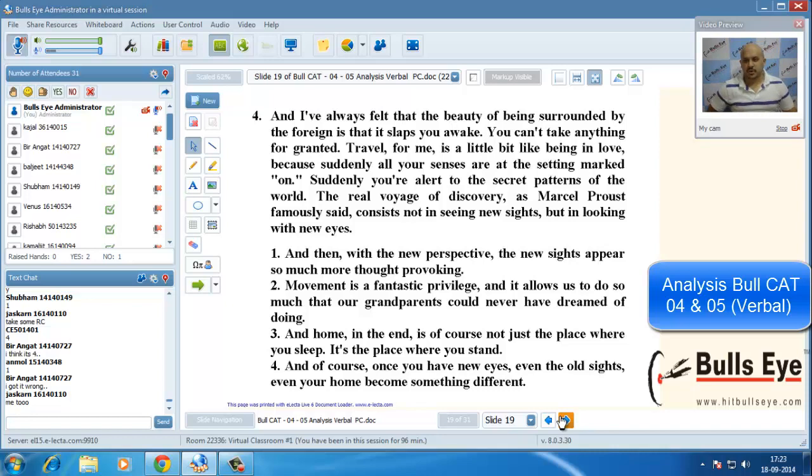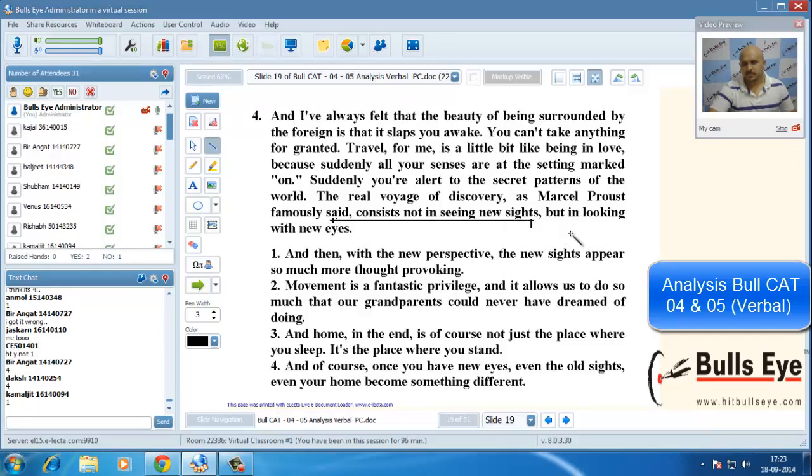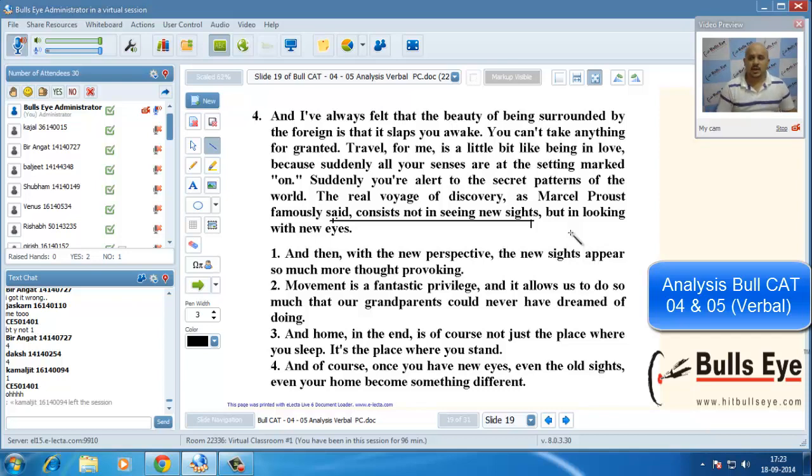Option 1 or option 4, guys, quickly. Why not option number one? Guys, kindly read the last line of the paragraph very, very closely. As Marcel Proust famously said, the real voyage of discovery consists not in seeing new sights but in looking with new eyes. He specifically states that it's not about looking at new things. So if it is not about looking at new things, what should you be looking at? You should be looking at old things.